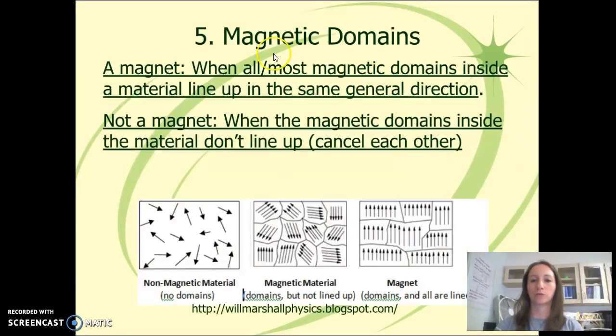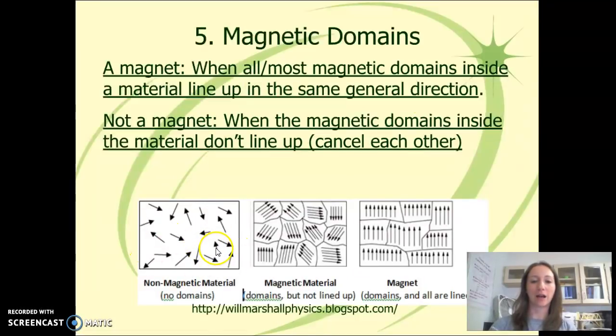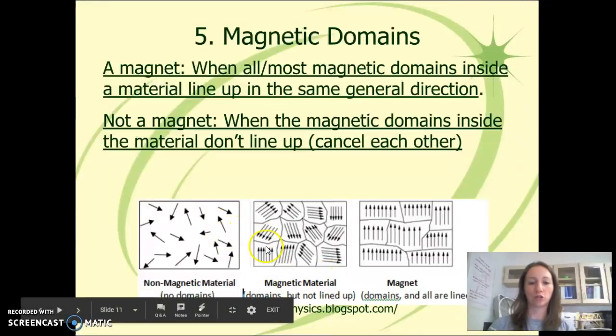Right. So just to recap, magnetic domains. A magnet is what you have when all or most magnetic domains inside a material line up, so those groupings of atoms all line up in the same general direction. When the magnetic domains inside the material don't line up, they end up canceling each other out, like the domains in this material, and that is not a magnet. Magnetic materials, the domains do line up. Non-magnetic materials, they point in all sorts of different directions.